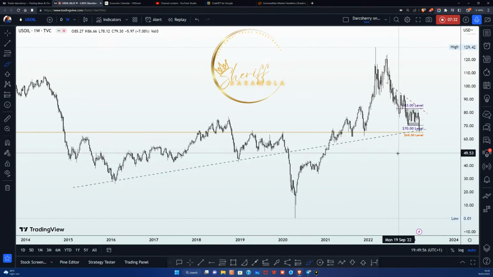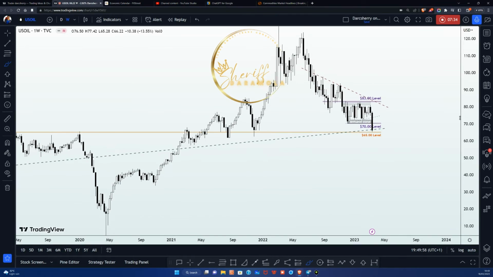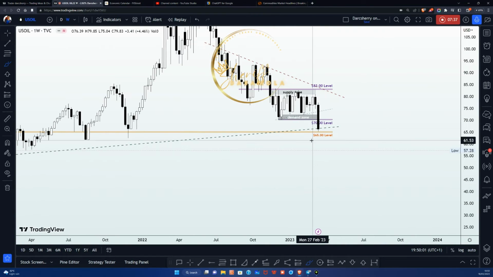And at this point in time, if we look at what happened in the last week, you can see how price action now falls around the bullish trend line, where it also shares a confluence with that $65 area. So you would agree with me that we are at a critical point in this market, where how price action reacts to the $65 level will be a good assistance for us to decipher what the market is going to be doing in the coming week.